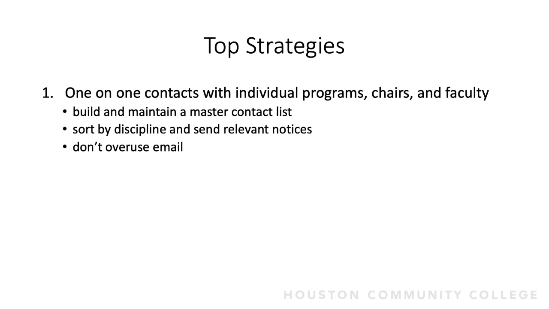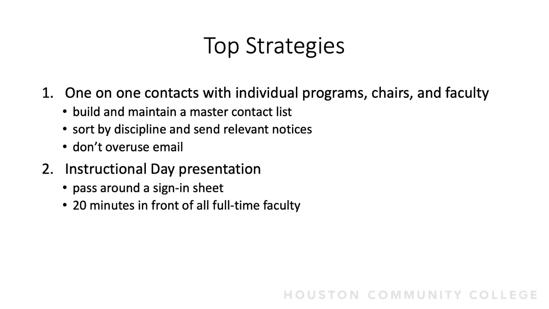So all that stuff goes in, and we've gotten up to about 350, 400 names at this point. I can sort those by discipline. I can sort them by campus and send out notices. I do send that through email, but I think it's important not to overuse email. Sometimes a phone call is a lot better. You don't want to become the spam on your campus.